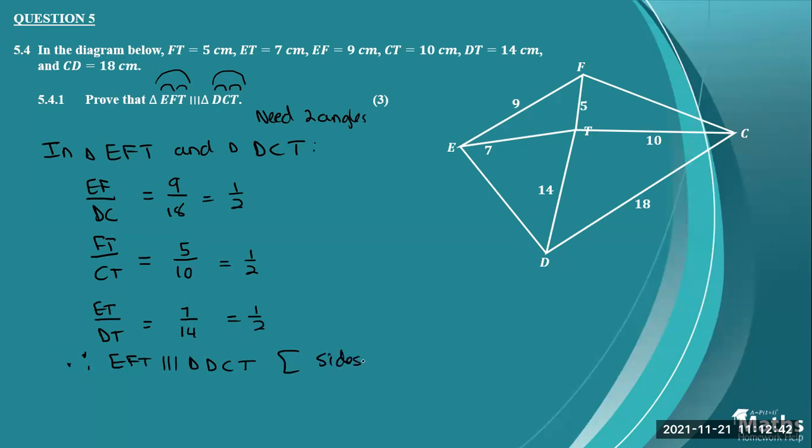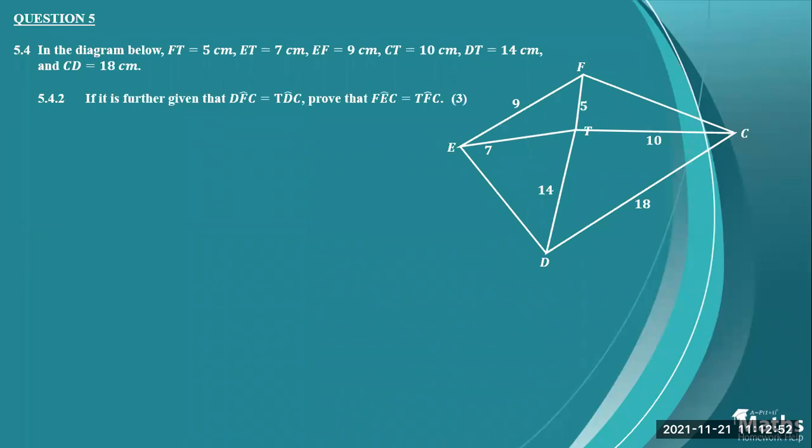Sides in proportion. Now, we actually know that all the sides are in proportion. So what can we do now? Let's first see what they are asking. They're saying, if it is further given that angle DFC is equal to angle TDC, okay, so they're telling us that those two angles are equal.